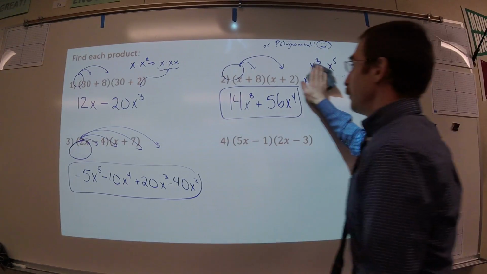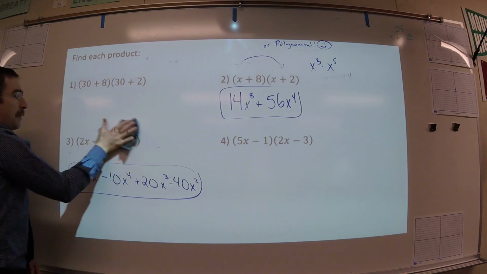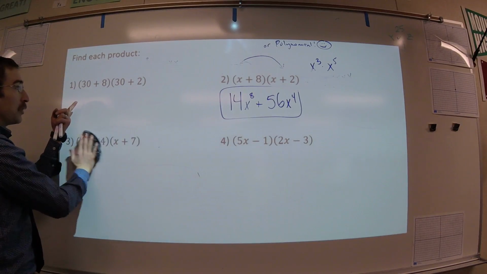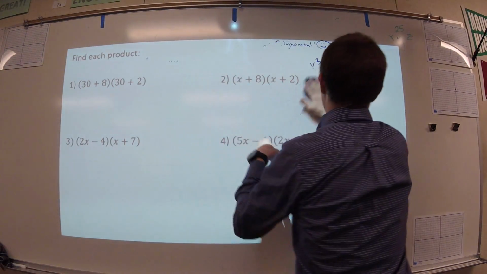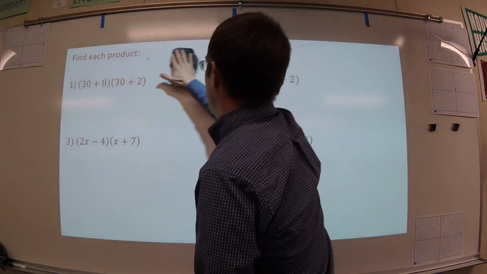Here we go. So now we're jumping to learning target 2. We're going binomial times binomial. I'm going to start out with a number version, so 30 plus 8 times 30 plus 2. And then we're going to jump into ones that have x's, have variables in them.